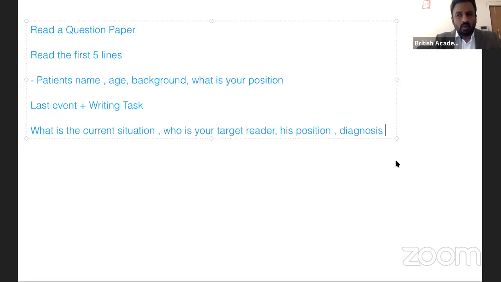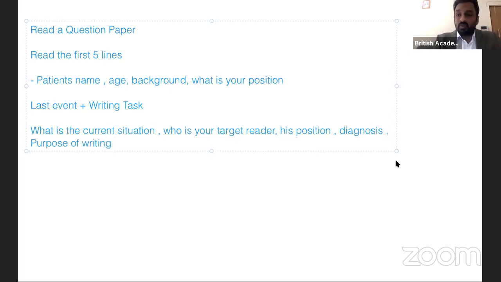Once you understand the current situation, who your target reader is and his position, and the confirmed diagnosis of the patient, it will be pretty easy for you to write the entire case note. The reason is you will know the current problem. You will know the purpose of writing this letter. From the last event and the writing task, the purpose of writing will be very clear.